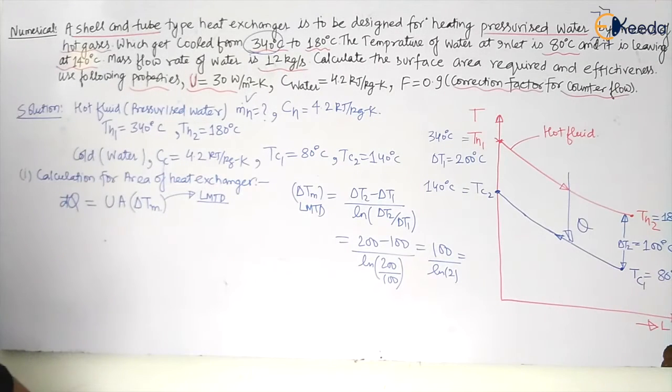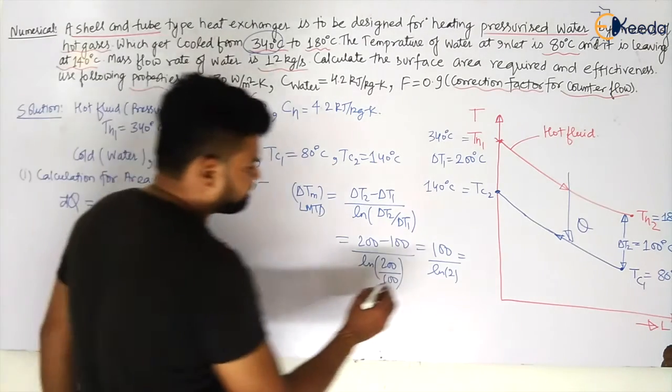Let us see what this will be. This will be 100 divided by ln of 2. So this will be 144.269, so your delta Tm will be 144.269.